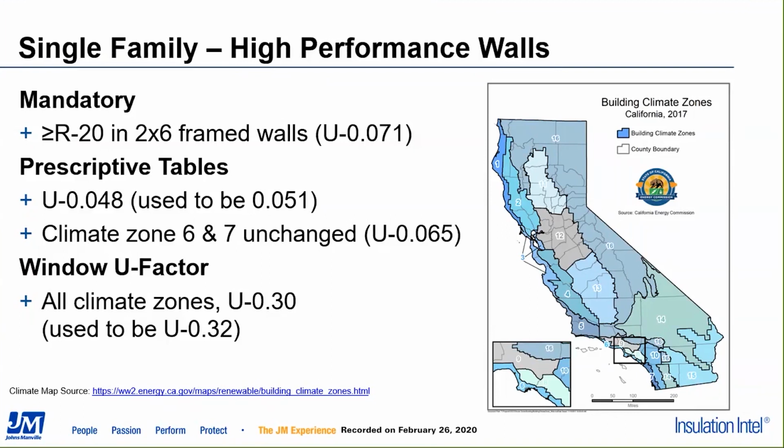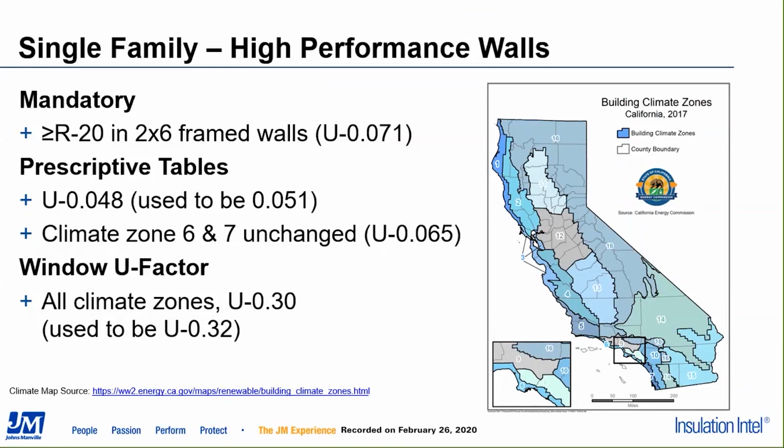Other changes that have been made, again, were to the prescriptive tables, and that's that the U factor for most climate zones has been reduced, in this case that means improved, to 0.048. It used to be 0.051. We'll talk about what that means in a second.